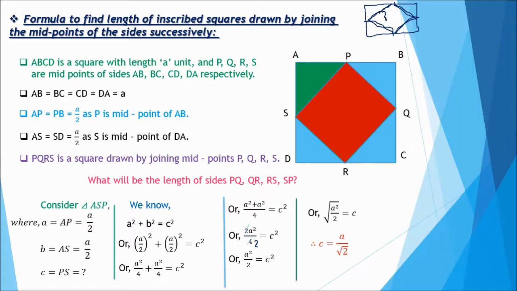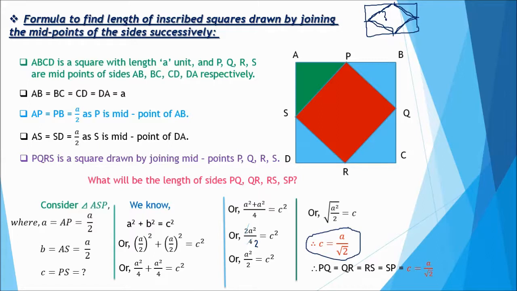A by root 2 is equal to c. Now this is the formula. By applying this formula, we can easily find the length of this square drawn by taking the midpoint of the bigger square. Okay, now PQ is equal to QR, they are squares, so all sides are equal, is equal to C is equal to A by root 2.